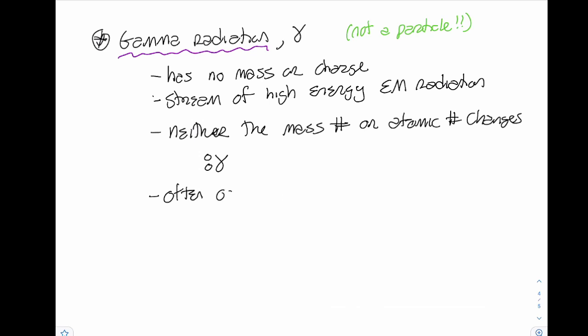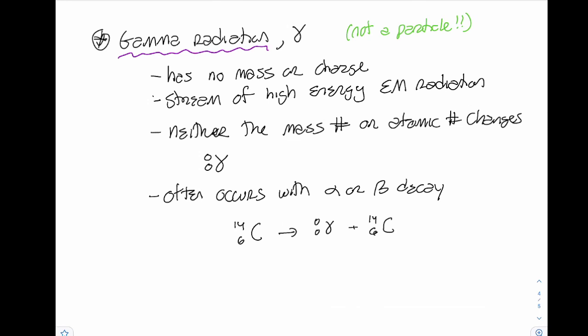So often occurs with alpha or beta decay. We could do an example, but really I'll just write that carbon 14 one, right? If I was to emit a gamma particle, we go to balance it, sorry, that's a 6. I just get the same thing. It just has less energy over here. It gave off some energy. Again, that's usually happening also with alpha or beta decay.